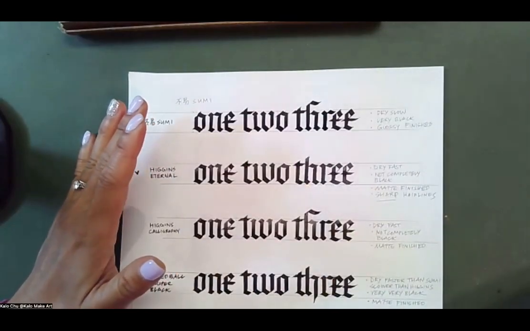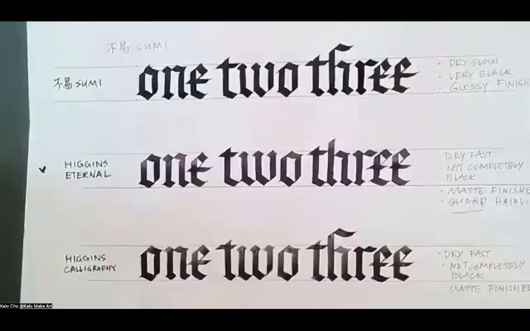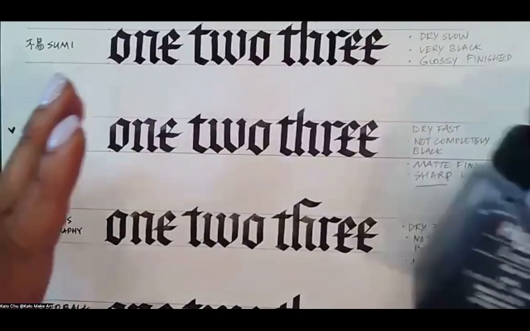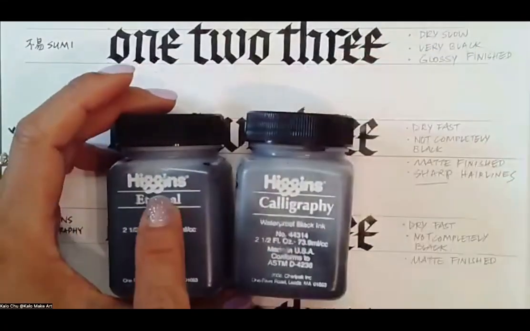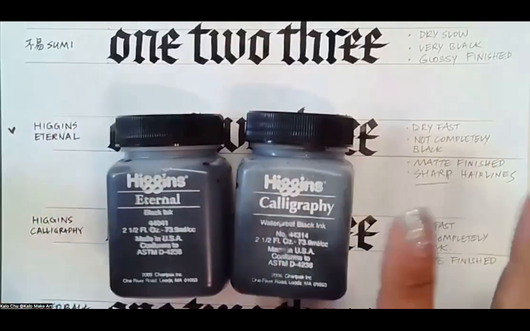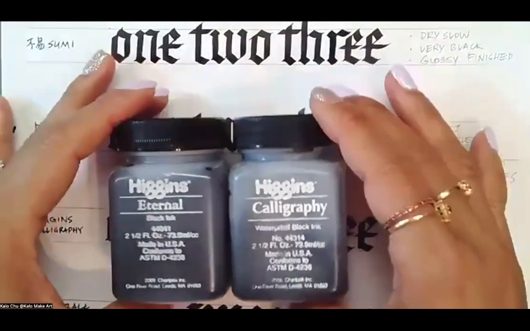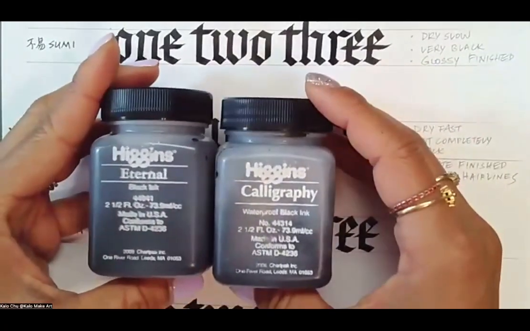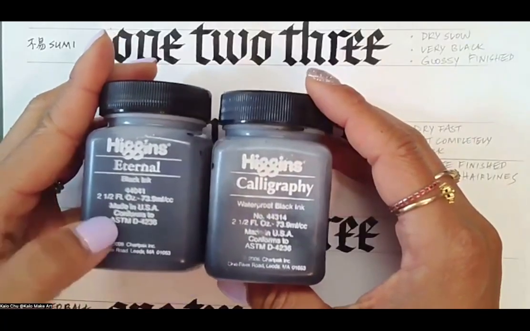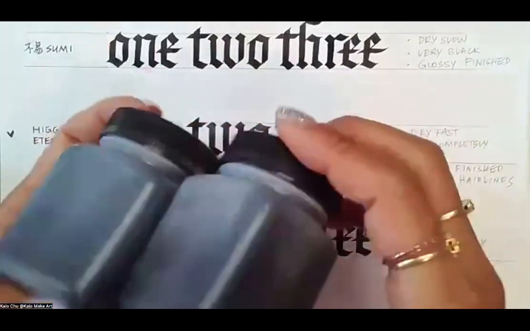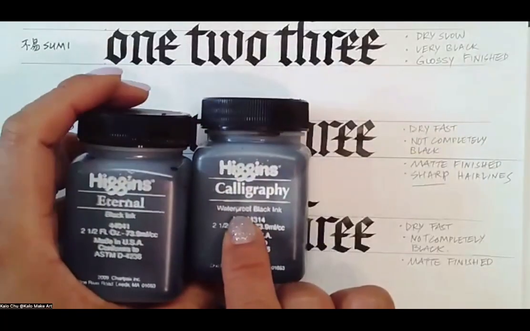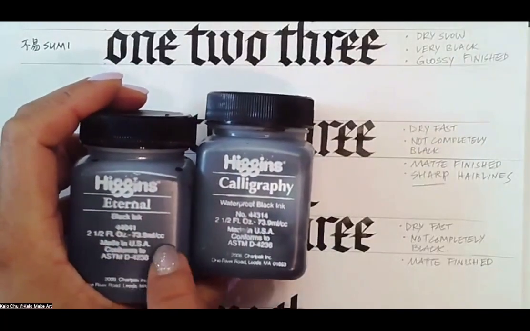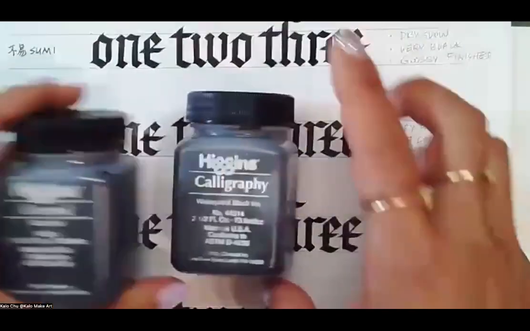But definitely very easy to buy this ink. Now, I like Higgins. I would say out of everything, Higgins is one of my favorites, and for the black one, they have Eternal and Calligraphy. Now, there is a bit of difference I noticed when you write with it. They're both black ink. I can't remember which one is waterproof. It's not written on here. But anyway, oh, here, waterproof black. And this is just black. So I assume this is not waterproof.